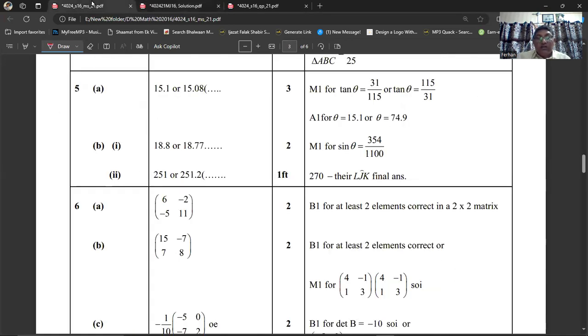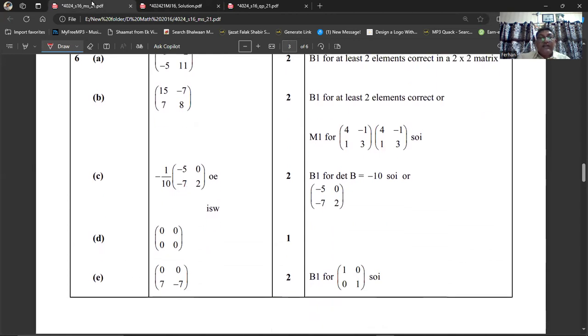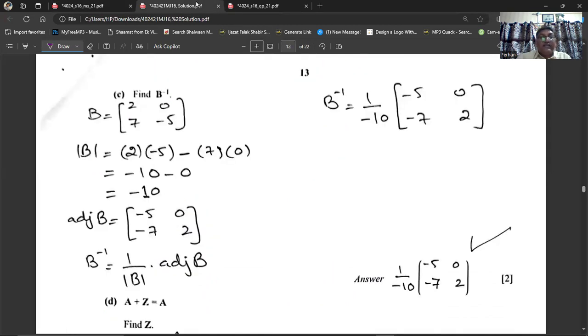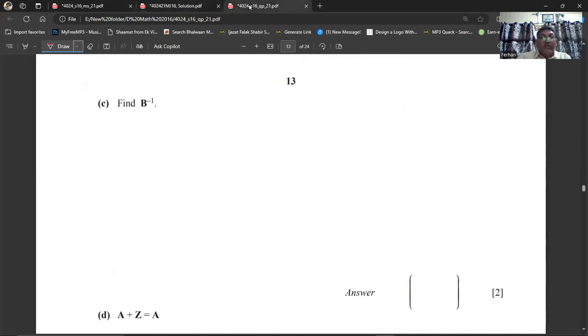Let's have a look at the B inverse, and you can see our answer is right. Okay, so this is the answer. Our answer is exactly the same. Okay, so we are going to the next part.